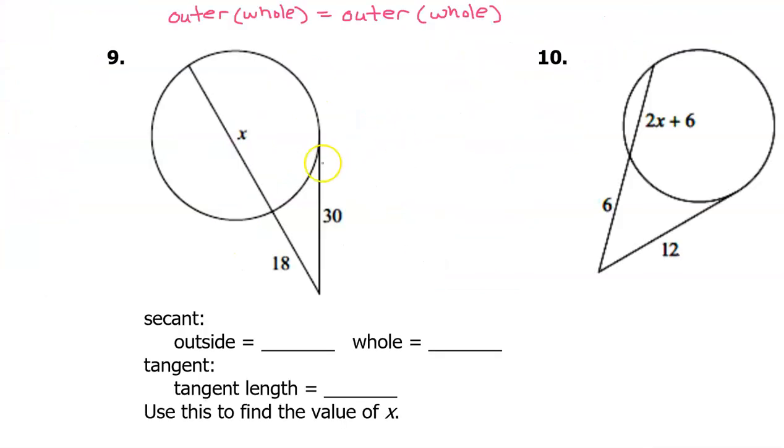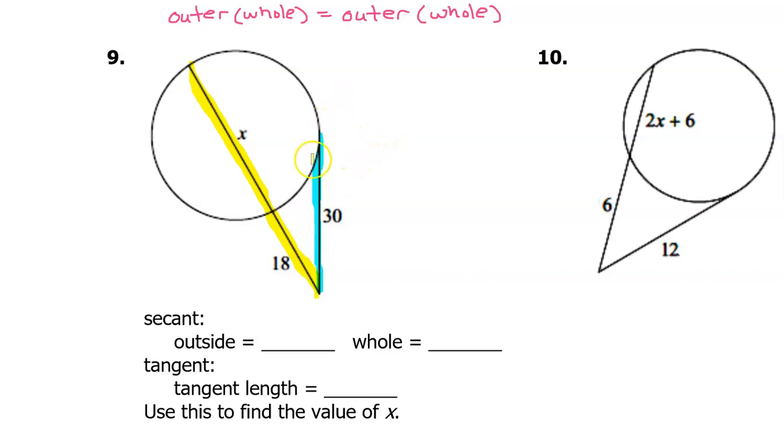These last two problems involve a special case of the outer times whole equals outer times whole rule. And the thing that makes it special is this secant line right here. Instead of a secant line, we have what's called a tangent line. See how this blue line just barely touches the outside edge of the circle. It doesn't cut through the interior circle like the yellow secant line does. So the blue line really is not a secant line, it is a tangent line.